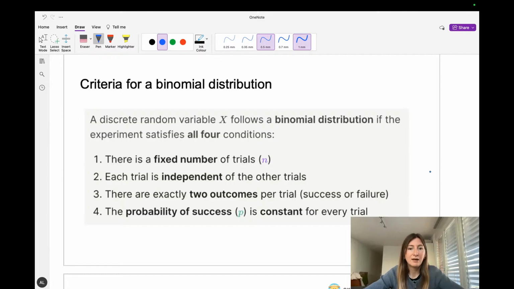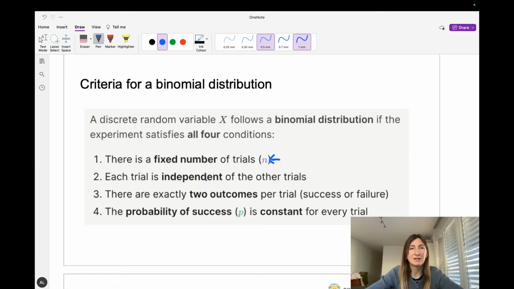All right, so if it follows all four: number one, there is a fixed number of trials. That's always going to be our n value, the number of times that we do something in the experiment. Each trial has to be independent. So each time we do the trial, it doesn't have any effect on the next trial. They mustn't have an effect on each other. Then 3, there are exactly 2 outcomes. Like we said, binomial, we need 2: success or failure.